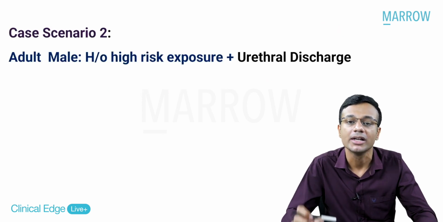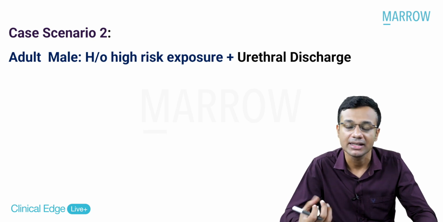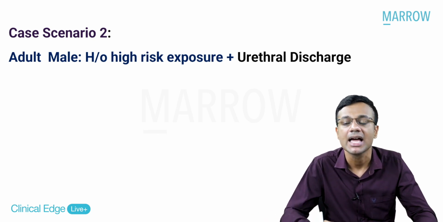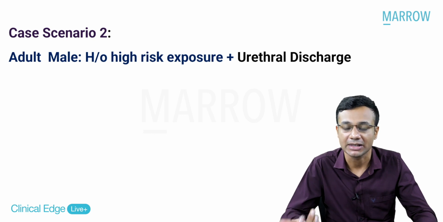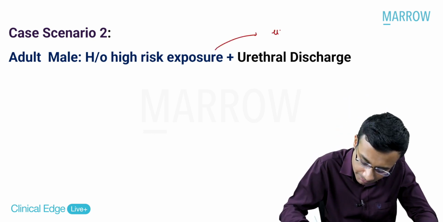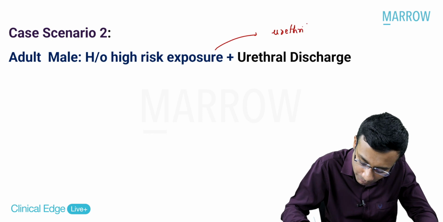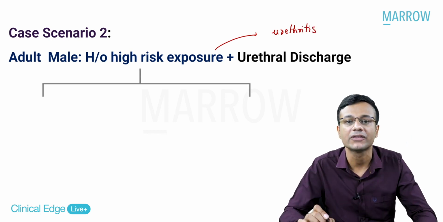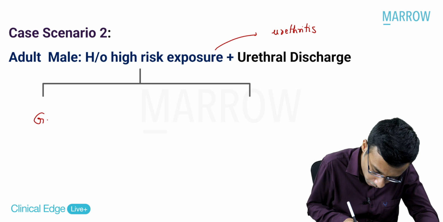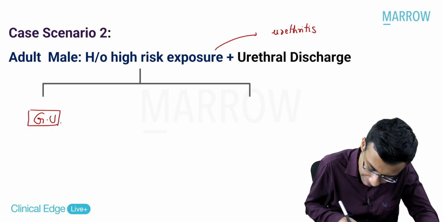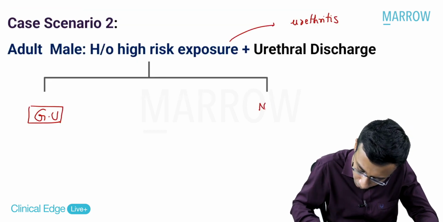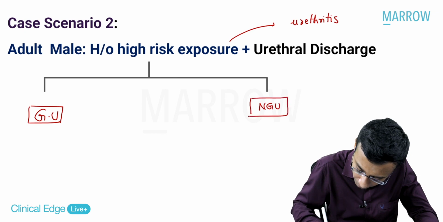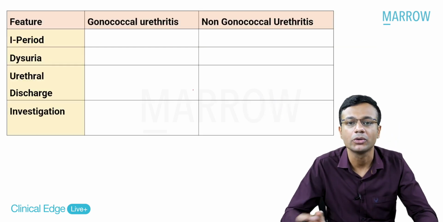Next case scenario, number two: an adult male with history of high risk exposure, again high risk to sexually transmitted illnesses, and urethral discharge. That means the question is asking me about urethritis. Now, when I'm looking at urethritis, we have two important differential diagnoses here. One is gonococcal urethritis, and the second one is non-gonococcal urethritis. So these are the two important DDs, gonococcal and non-gonococcal urethritis.